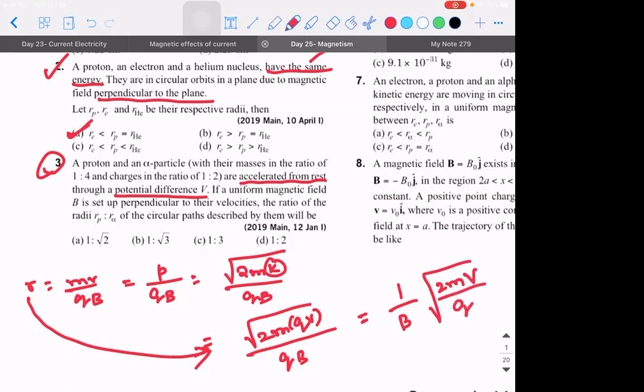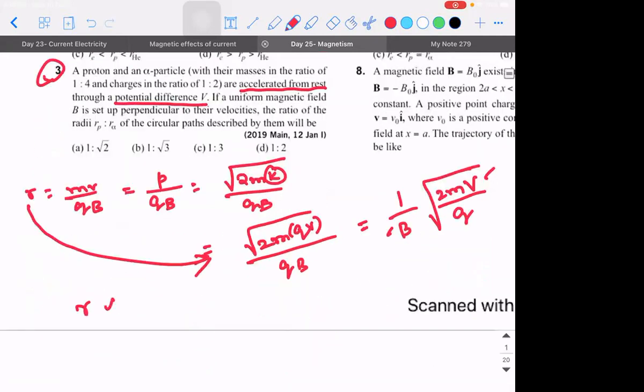Can I write it like this? So what parameters are constant? Uniform magnetic field is set up, so B is constant, and what else? V is constant. They're accelerated through a potential difference V. So R is directly proportional to what parameters? Root of m by Q.